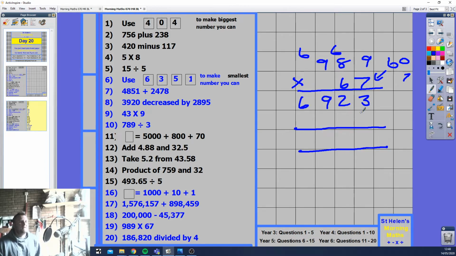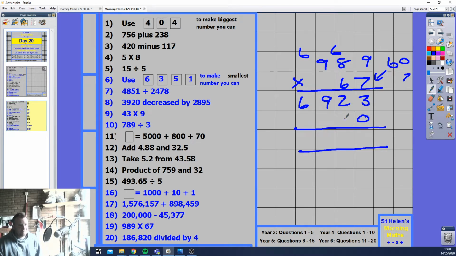I need to do 989 times 60. I don't want to do times 60. I want to do times 6. So what I'm going to do is multiply it by 10 straight away. By putting that 0 there, I've already multiplied by 10 because I've moved all of the other digits up one place value.